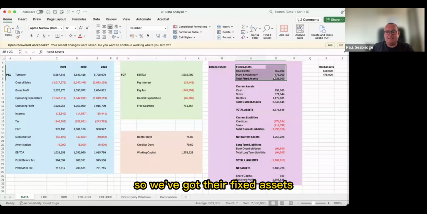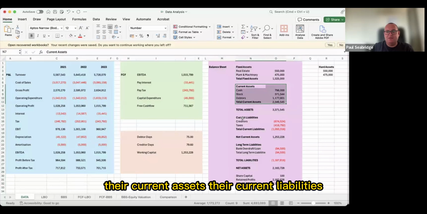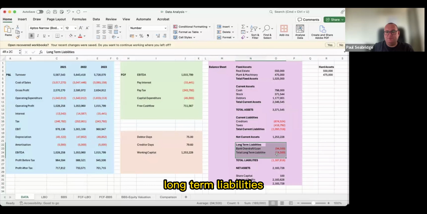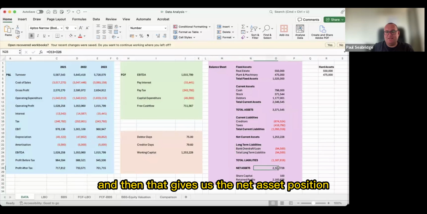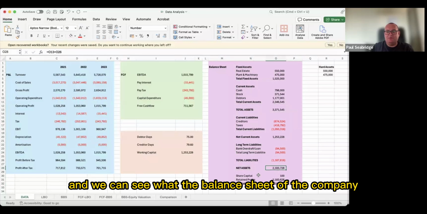So we've got their fixed assets, their current assets, their current liabilities, their long-term liabilities, and then that gives us the net asset position, and we can see what the balance sheet of the company is worth.